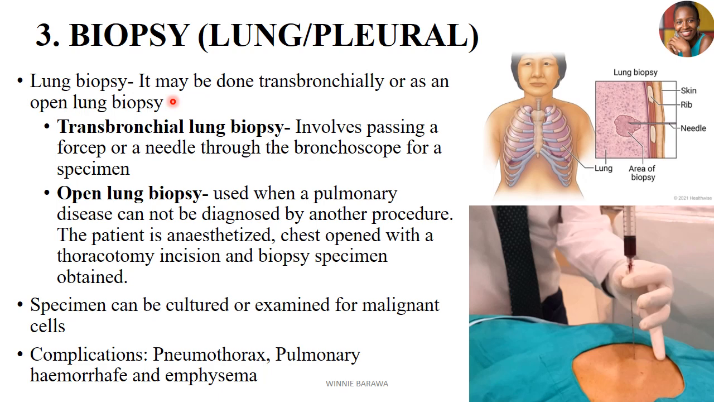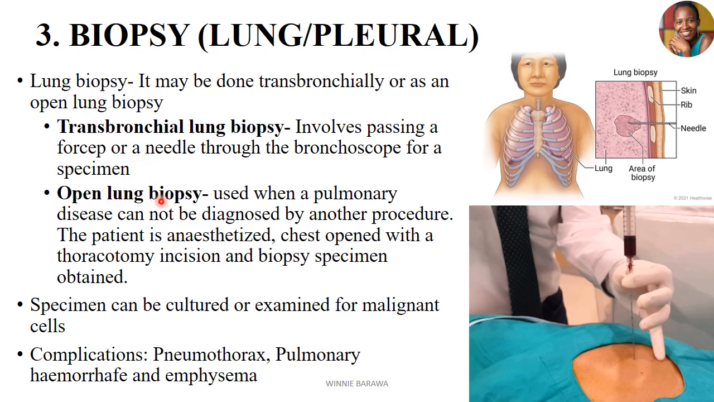And now we have our third special procedure, that is biopsy. Biopsy can be lung or pleural biopsy. So let's start with the lung biopsy, which is the commonest one. Lung biopsy can be done transbronchially, or it can be done as an open lung biopsy. Transbronchially means we do not have to open the chest to access the biopsy. That basically means you can go in with a bronchoscope, access the lung tissue, and get the biopsy. You don't have to open that patient.